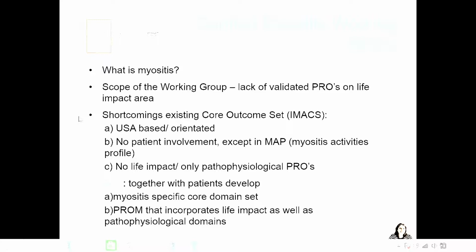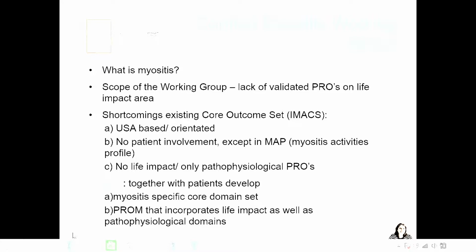The existing core outcome set used by doctors and researchers was the one from IMACS, which is an acronym for International Myositis Assessment and Clinical Studies Group. And despite the terminology, the P stands for patient-reported outcome. This outcome set was developed without any input from patients whatsoever. So things were measured that patients did not care about, and the things that patients did care about were not measured. One of those was the life impact of the disease.